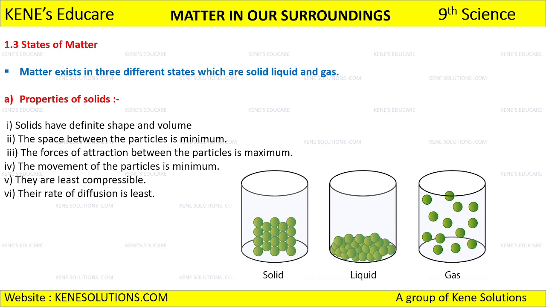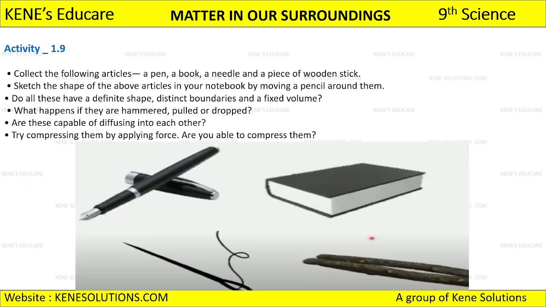I hope everyone is going through the properties. There are 6 different properties which have been given along with the diagrams representing solid, liquid and gas, right? And after this we have even discussed an activity which represents all the properties of solid. So this is what the activity is. I want you all to please go through it once.